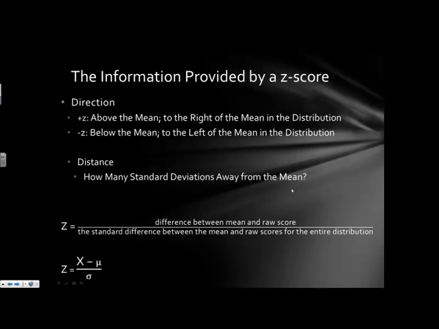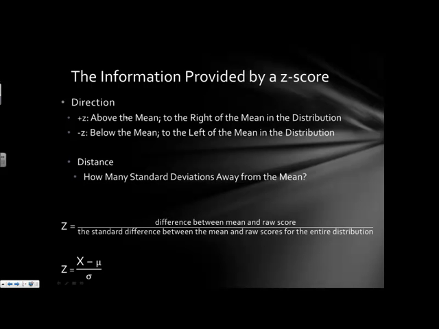So the z-score is a really nice measure that quantifies the relationship between raw scores and the mean in terms of standard deviations. The z-score provides a shortcut for you to see how extreme any given score is relative to the rest of the distribution of scores. The first piece of information given to you by a z-score is the direction of the difference. So is the score above or below the mean?